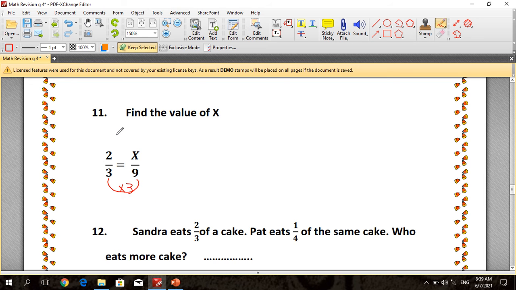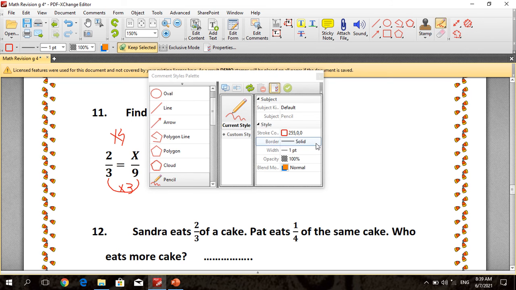Like we do down, we will do it up. So we will make it times 3. So 2 times 3 equals 6. So the x will equal 6. This is the first way you can get the result. But we have another way. What is that? Let me explain it for you.